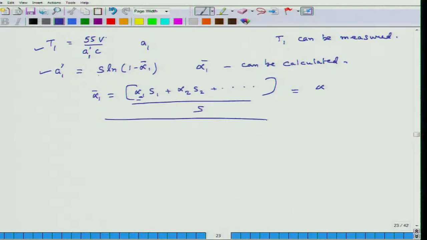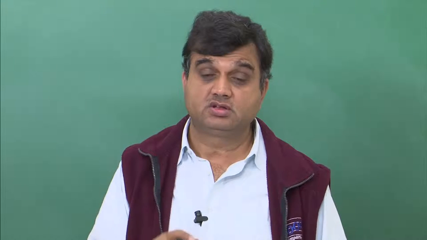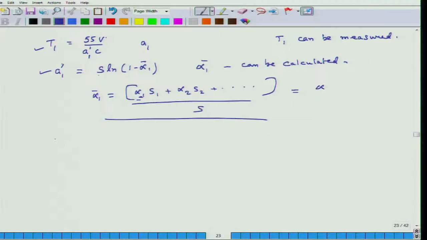Now the next thing which I do is, I take a big piece of material whose alpha is not known, and I put that in the reverb chamber. Then with that material, I find T2, A2 prime, C, and V. So, V is still the same, C is still the same, and I have measured T2, so I calculate A2 prime, and from this I calculate alpha 2 bar. I calculate alpha 2 bar.